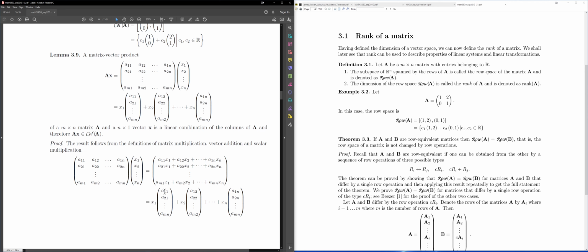And that's not hard to check. You could just look at the components. What's the first component from this vector sum? It's x1 times a11 plus x2 times a12 plus xn times a1n, which is this first component here. Then your second component is x1 times a21 plus x2 times a22 up to xn times a2n, which is the second component over here. So if you multiply x1 times this vector, x2 times this vector, and xn times this vector, and add them up, you just get this here. And this in fact is A times x.